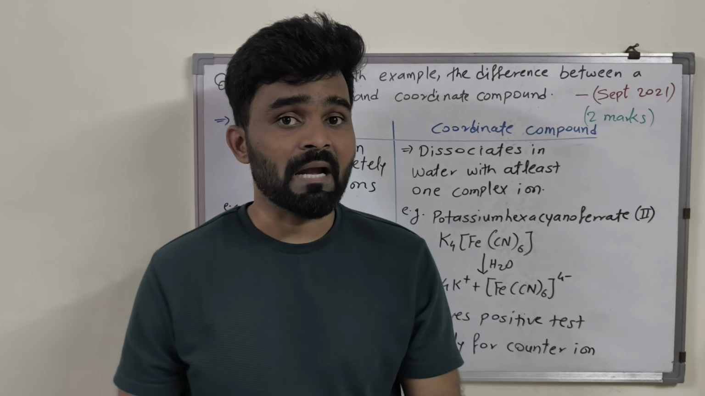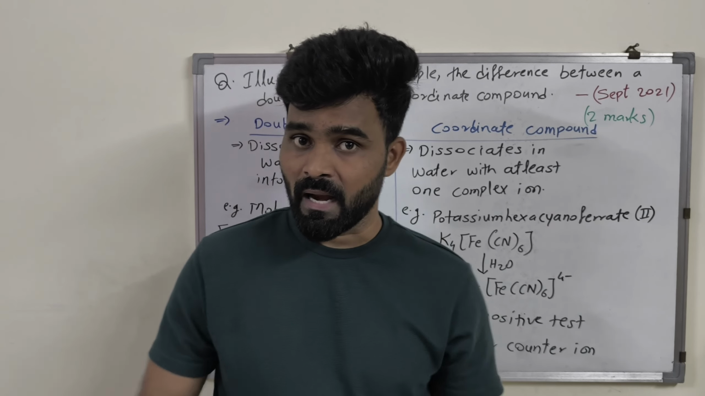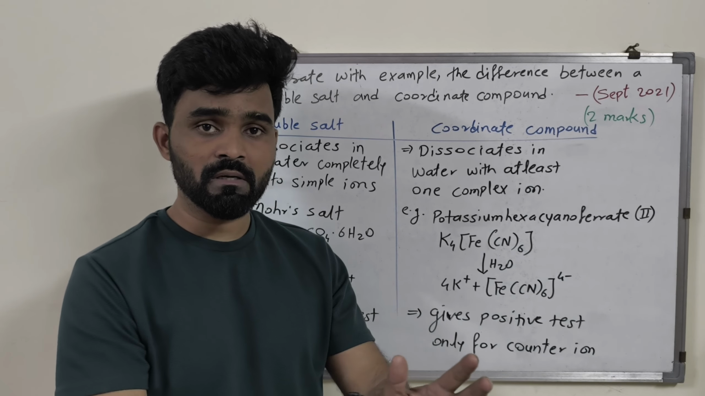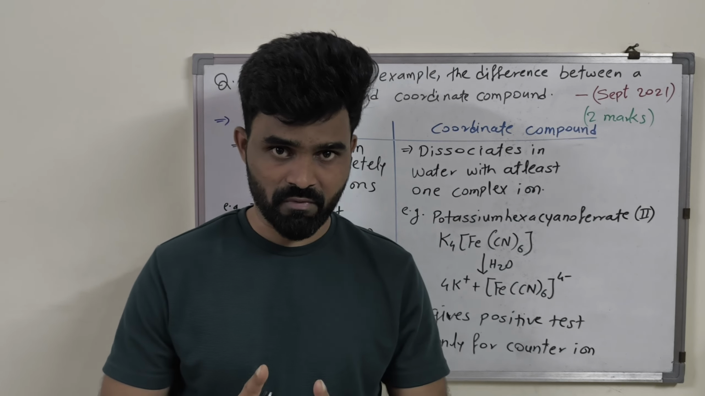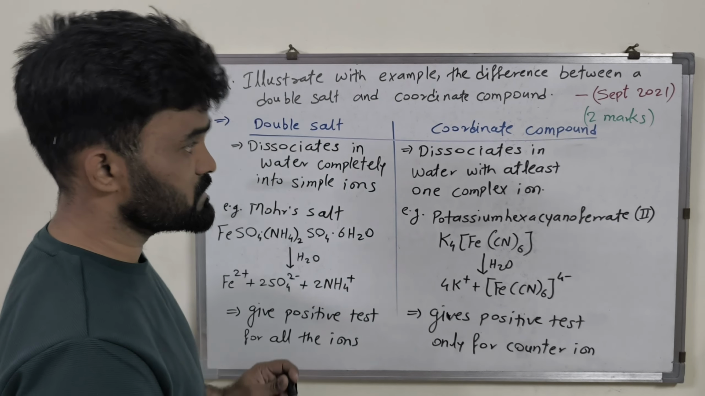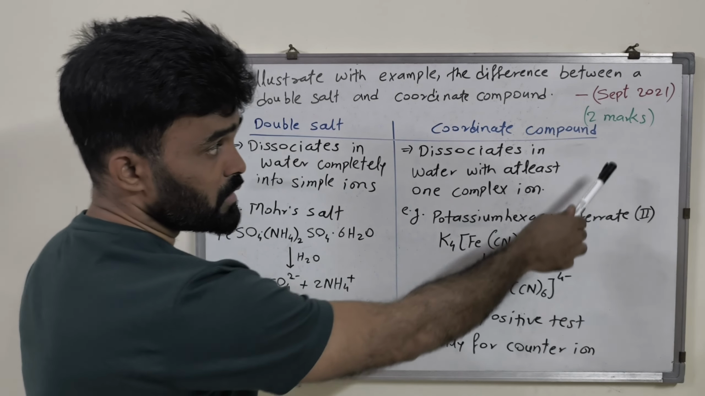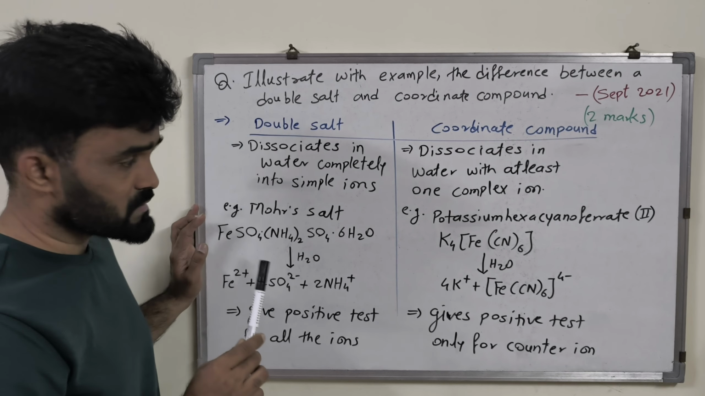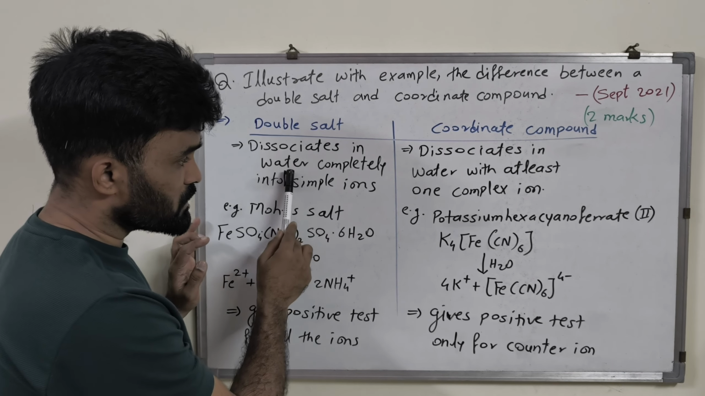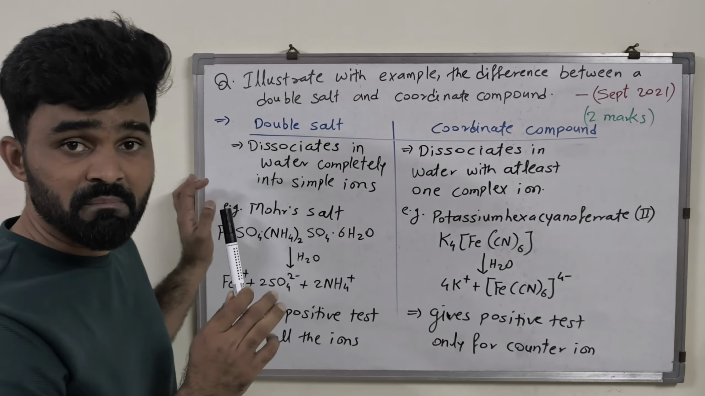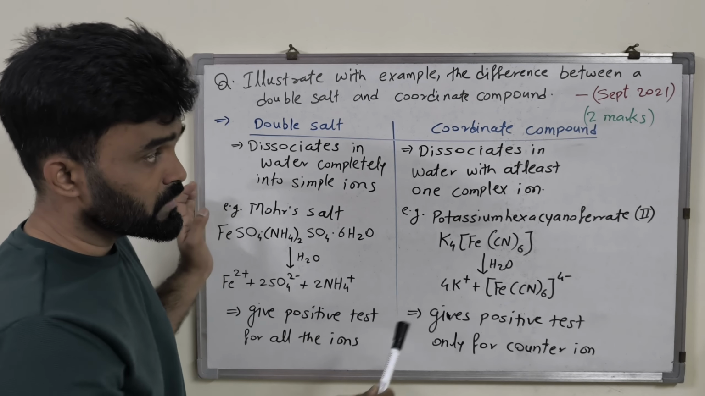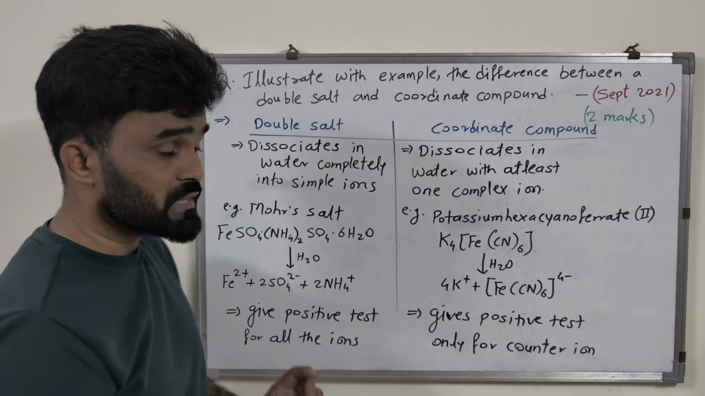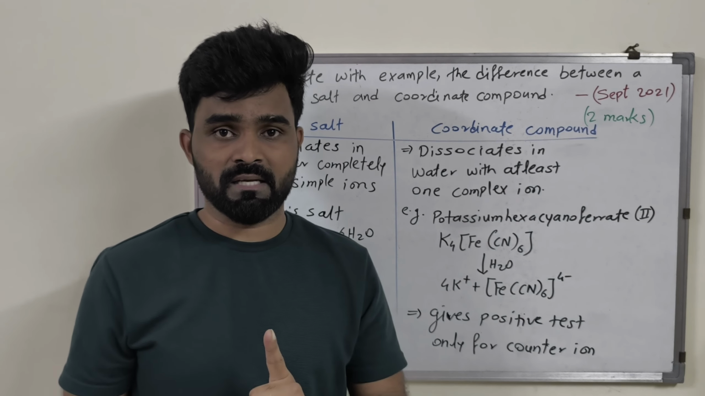A coordinate compound contains at least one complex ion, and a double salt goes into water to give all the ions. That is the major difference. Okay, so let's see what answer we have to write for 2 marks. A double salt dissociates in water completely into simple ions. Fine. And a coordinate compound dissociates in water with at least one complex ion.